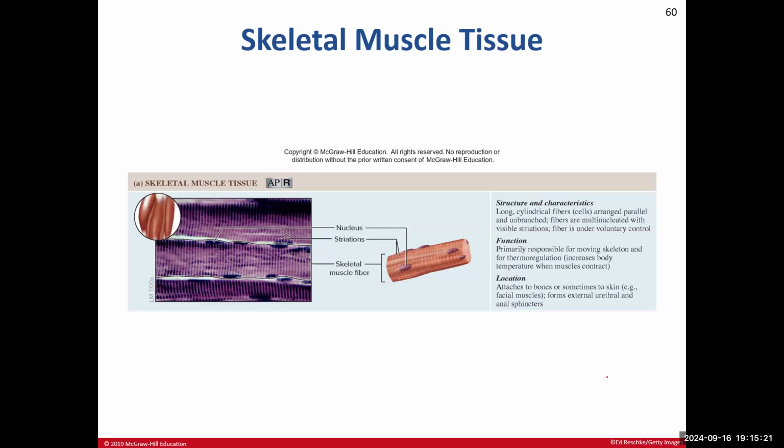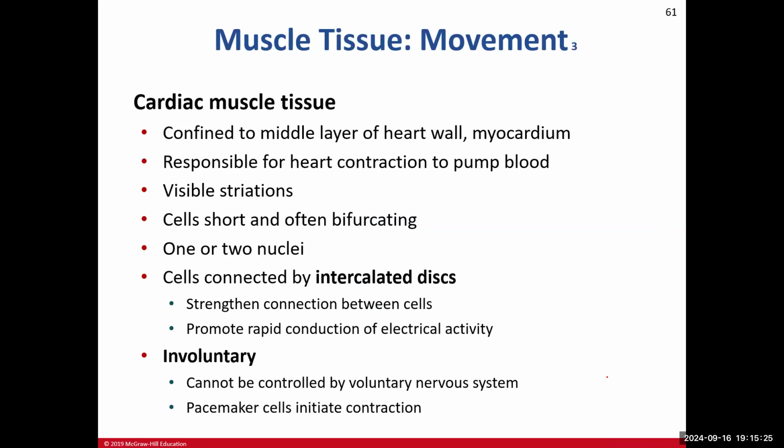All right, the next type is going to be cardiac muscle tissue. Only one place that we are going to find cardiac muscle tissue, and that is going to be in the myocardium, which is the wall of your heart. It's got one job: contract the heart. And when you do that, you are going to pump blood out of the heart. That's essentially what its job is.